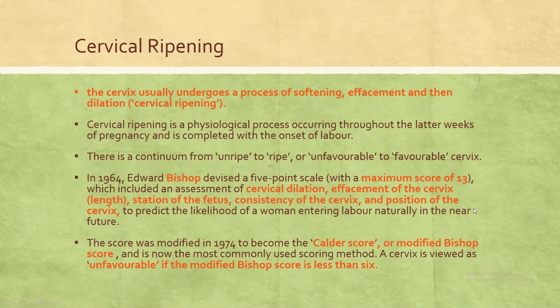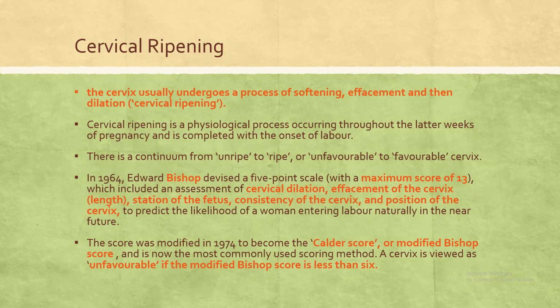So what do you mean by cervical ripening? Before labor, the cervix usually undergoes a process of softening, effacement, and then dilatation, which is known as cervical ripening. It is a physiological continuous process. Okay, it is not that first softening will occur, then effacement will occur, but no, this occurs in a continuum. So it occurs throughout the later weeks of pregnancy, and it is completed with onset of labor. So there is a continuum from unripe to ripe, or from unfavorable to favorable.